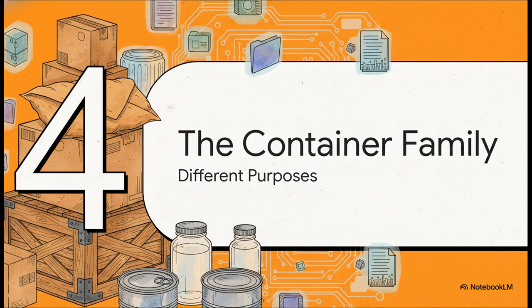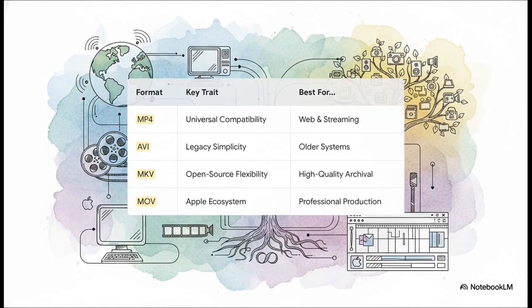Now, just like you wouldn't ship a diamond ring in a giant wooden crate, there are different types of containers for different jobs. It's not a one-size-fits-all situation. There's a whole family of them, each with its own strengths. Let's do a quick meet and greet with the big players. You've got MP4, that's the popular one. It works everywhere, especially on the web. AVI is kind of the old-timer. It's simple but not as flexible. Then there's MKV. This is the favorite for media buffs because it's super flexible and can hold just about anything, perfect for high-quality movie files. And of course, MOV is Apple's baby, built for professional video editing in their world.